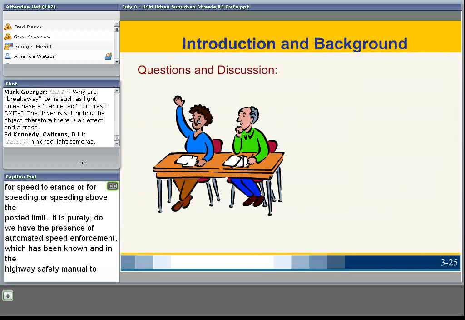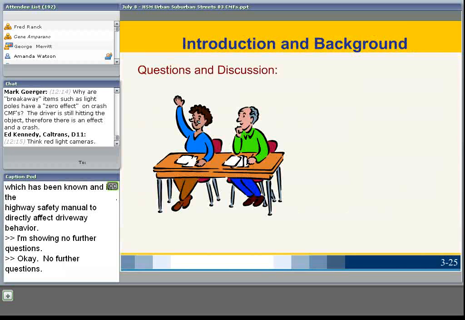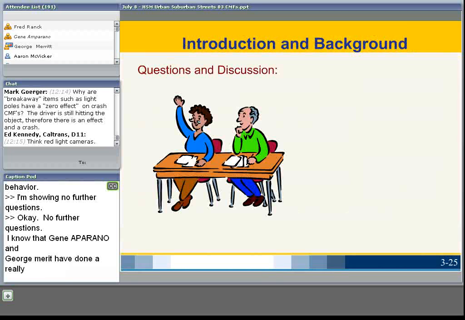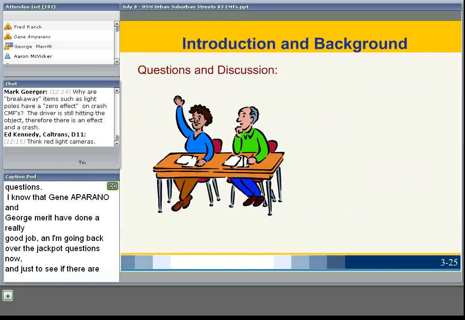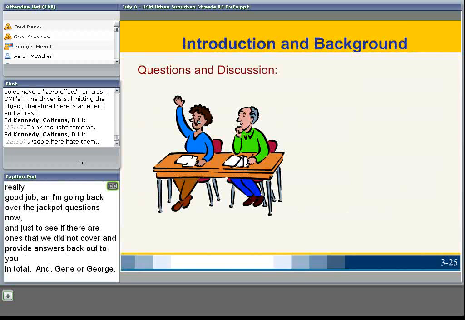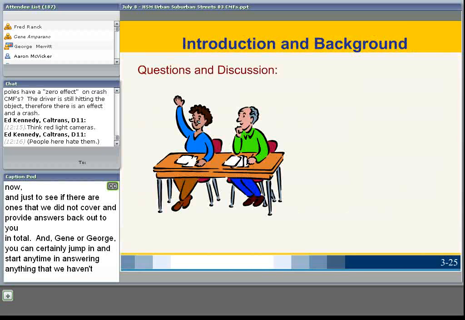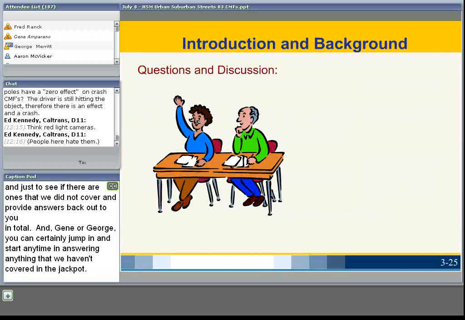Hello, yes. My question was regarding the automated speed enforcement. What does this conclude? It's automated speed enforcement rather than by just policemen. It would be an automated system that can essentially ticket every vehicle that passes it, give it a citation if the speed is above a threshold at which enforcement is allowed in the court in that area. And this is not the traditional enforcement for speed, nor is this a CMF for speed tolerance or for speeding above the posted limit. It is purely do we have the presence of automated speed enforcement, which has been known and is published in the Highway Safety Manual to directly affect driver behavior.